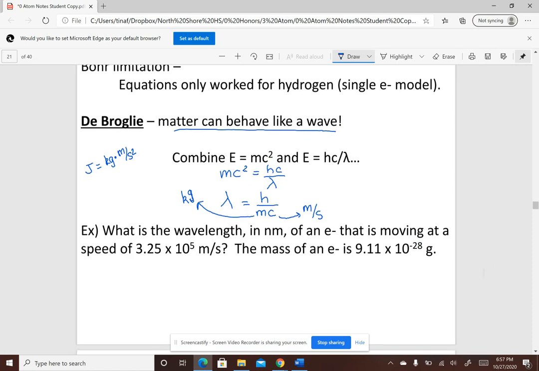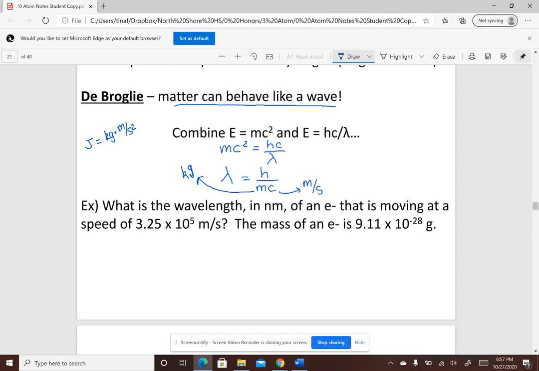Okay, so let's look at an example problem. So like I said, they're asking us here to solve for wavelength. They're telling me that it's an electron, so it's a particle that's behaving like a wave. They want me to solve for a wavelength in nanometers. Okay, I can check that out at the end. Okay, and here's my speed. My speed is that. My mass is this.